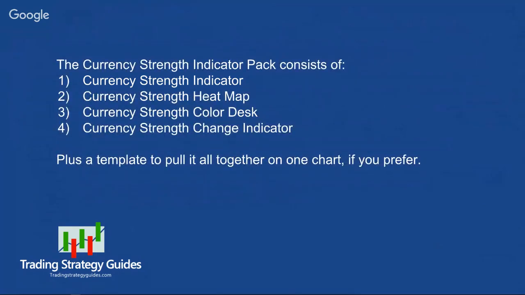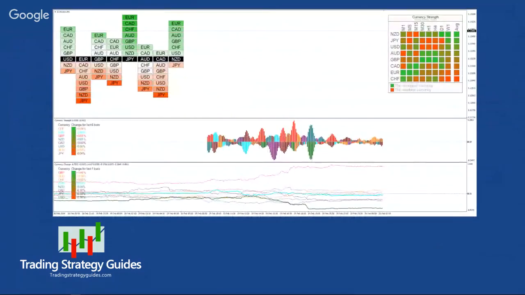The indicator pack currently consists of the currency strength indicator, currency strength heat map, currency strength color desk, and the currency strength change indicator, which is new. If you've had the tool for some time and you haven't downloaded the new change indicator, you'll want to go do that because it's pretty cool. Plus, there's a template to pull all this together on one chart if that's how you want to look at it. And this is what it looks like on one chart.